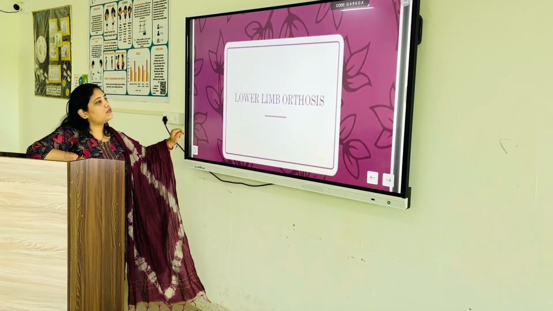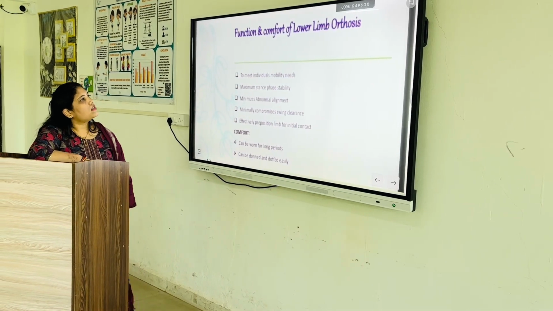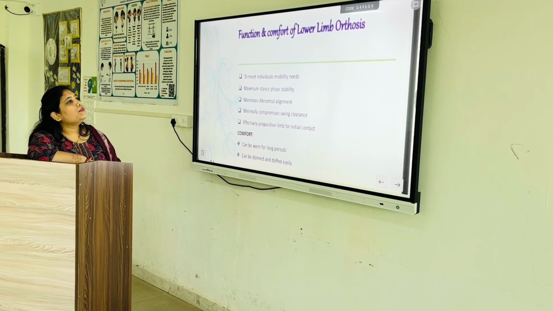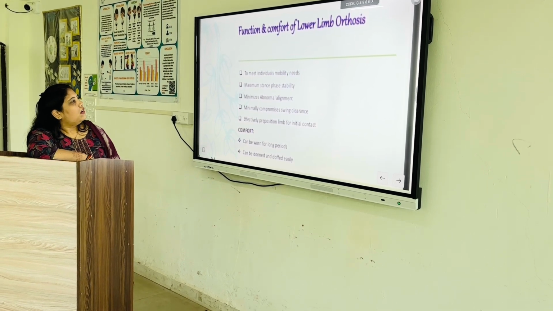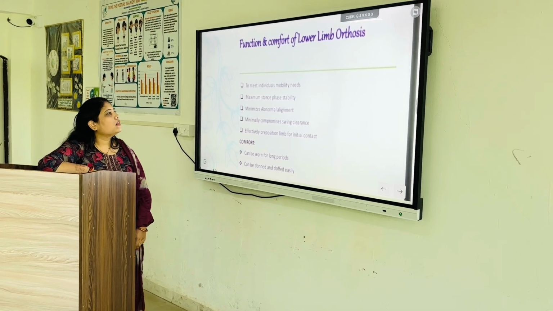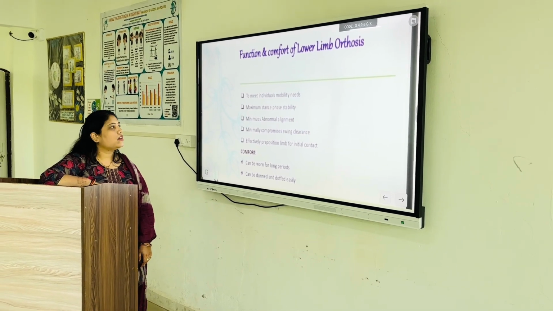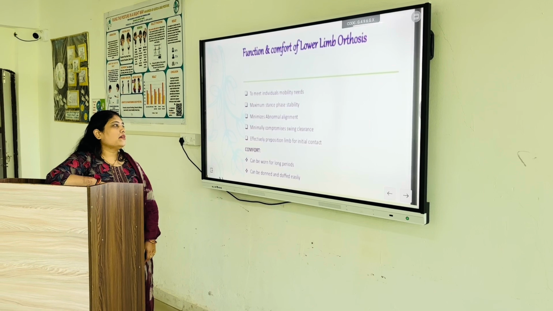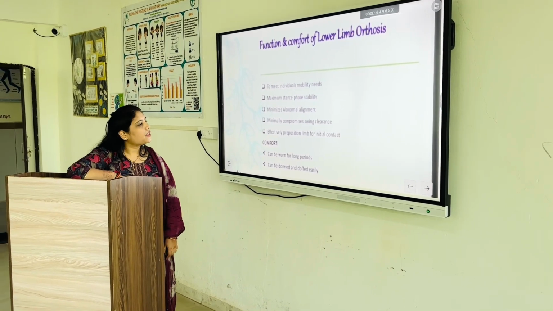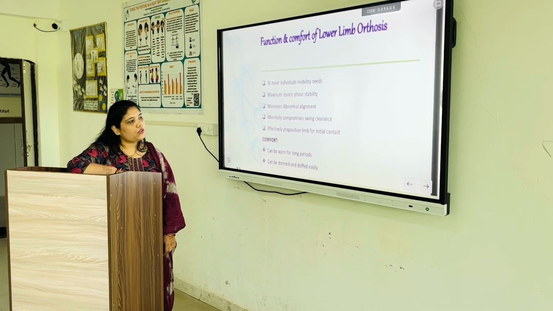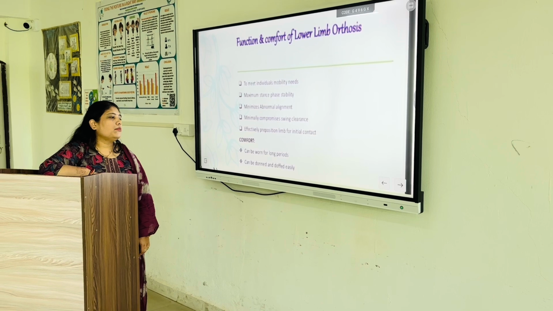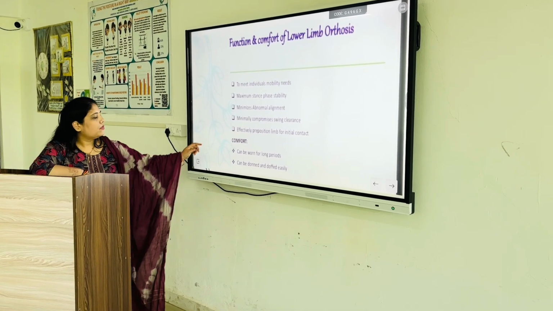Now, lower limb orthosis. First, we discuss function and comfort of lower limb orthosis. First point is to meet individual mobility needs, maximize stance phase stability, minimize abnormal alignment, and minimally compromise swing clearance. The last one is to effectively reposition the limb for initial contact. Comfort: it can be worn for long periods and can be put on and off easily.